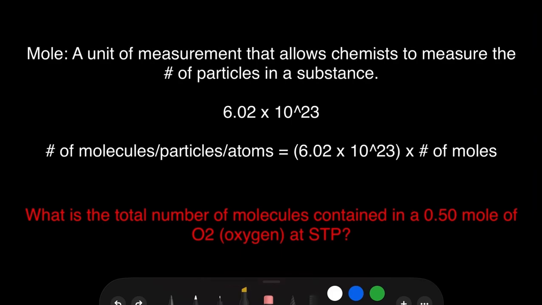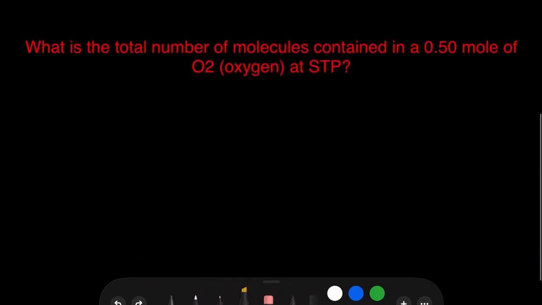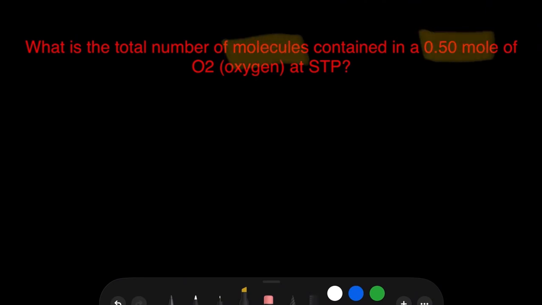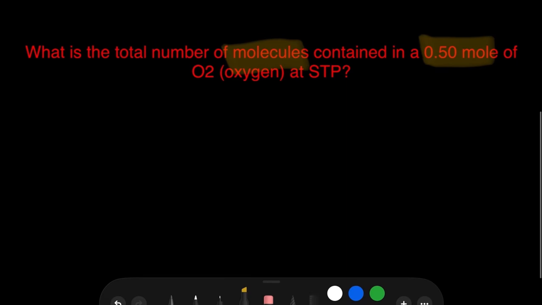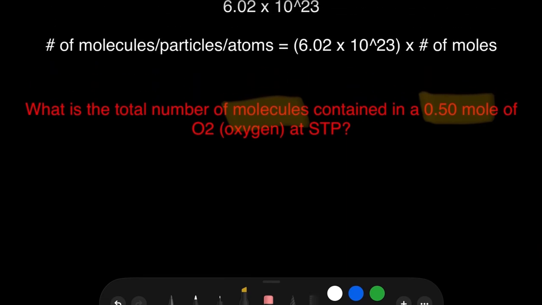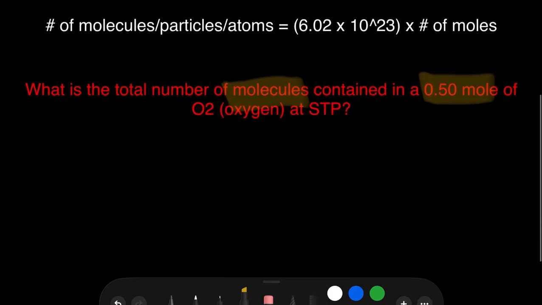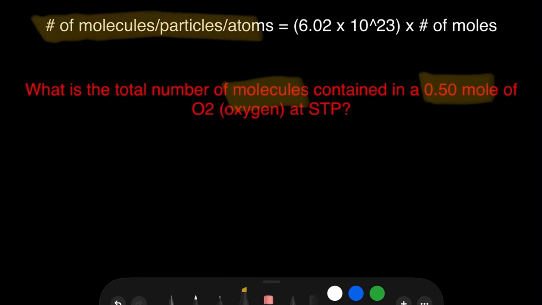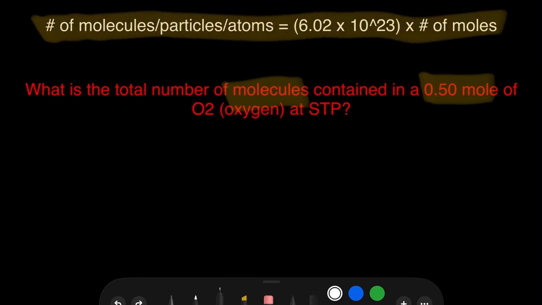To get some practice in, let's go to this question here that says, what is the total number of molecules contained in a 0.50 mole of oxygen at STP? So, what matters right now is molecules and moles, because those are our two main factors that we're going to focus on. So this question is asking us to find the number of molecules, meaning we can use this formula up here. Now, what we're going to do is put a variable to represent the number of molecules that we're trying to find.